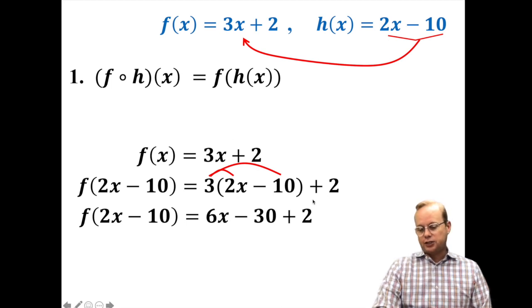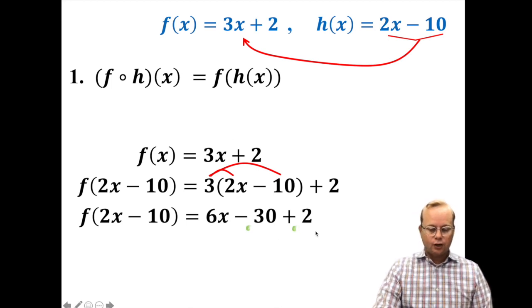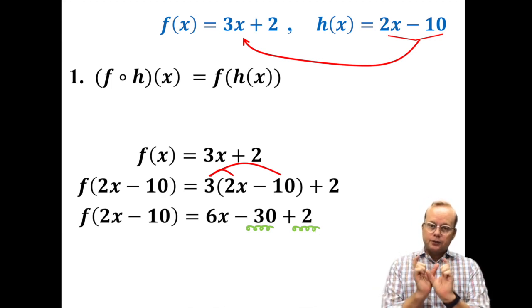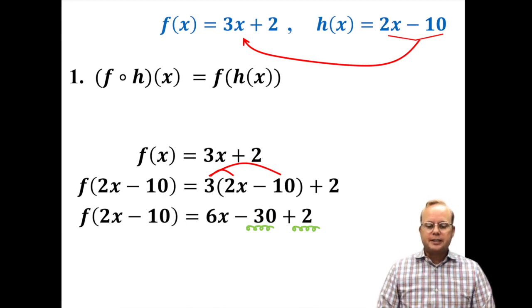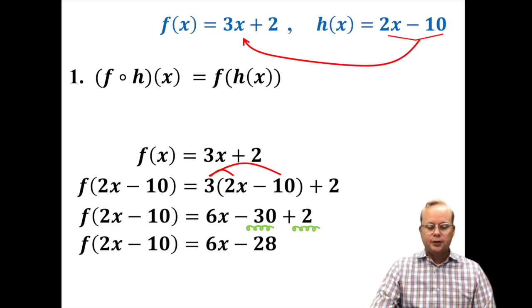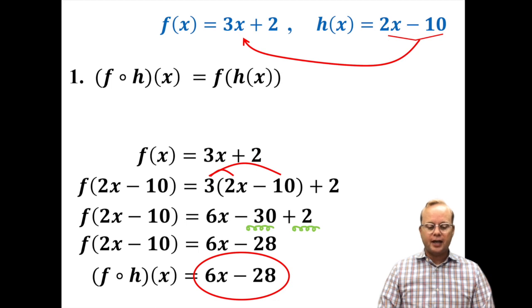And then I just haven't touched this yet. I'm going to now. They are like terms. I always like to do a little squiggly line. Those are like terms. I'm going to combine those two together. So then it gives me 6x. Let's see, negative 30 plus 2 gives me negative 28. So my answer here, f of h of x, is 6x minus 28. Okay, those are kind of crazy, right?